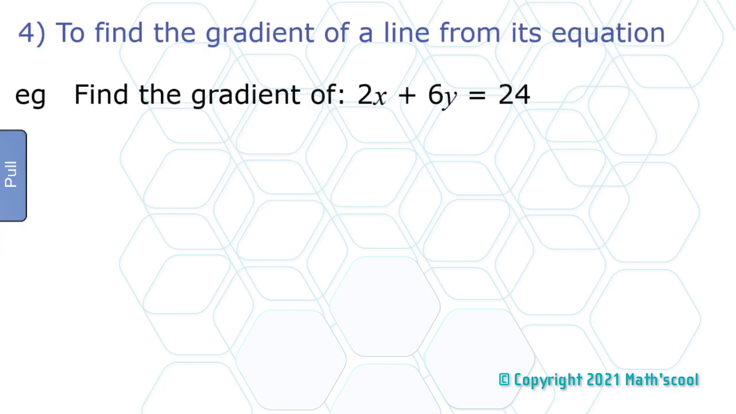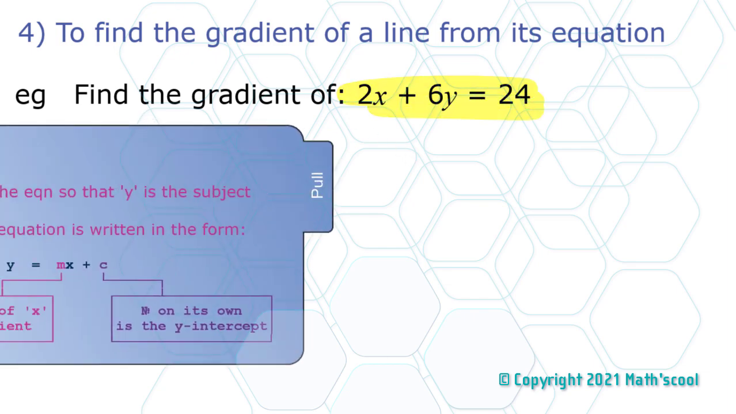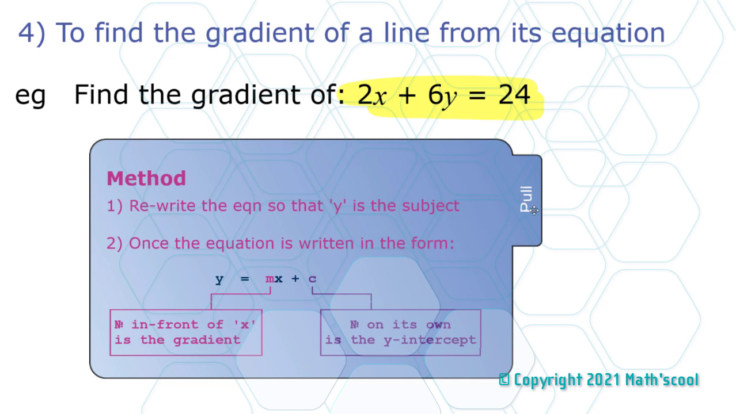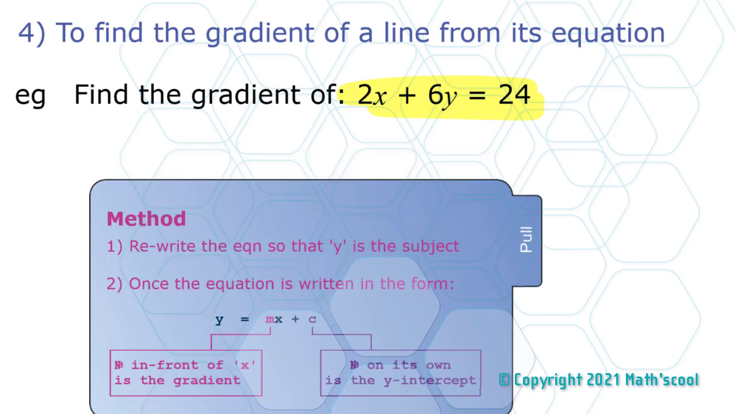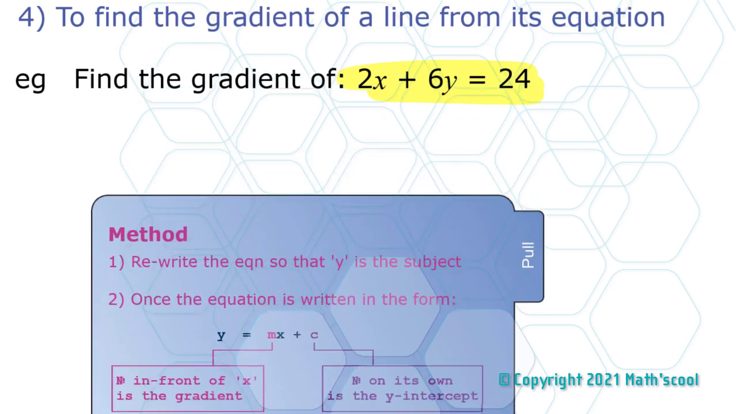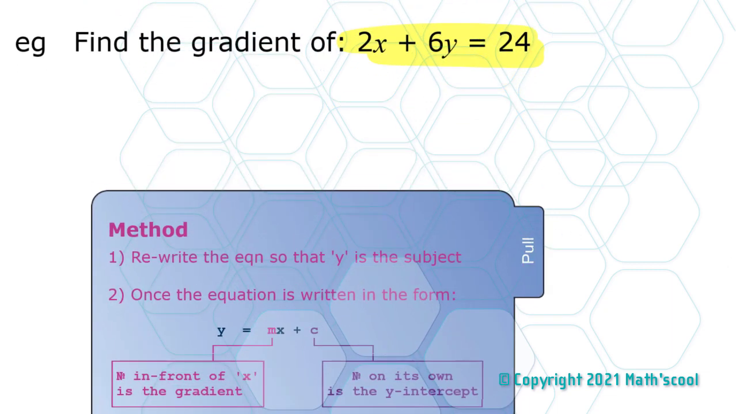This is an equation of a line, and we want to find the gradient from the equation. So you need to make y the subject. It's got to be written in the form y equals mx plus c, and then it will be easy for you to find the gradient. So let's rewrite it in the form y equals mx plus c.